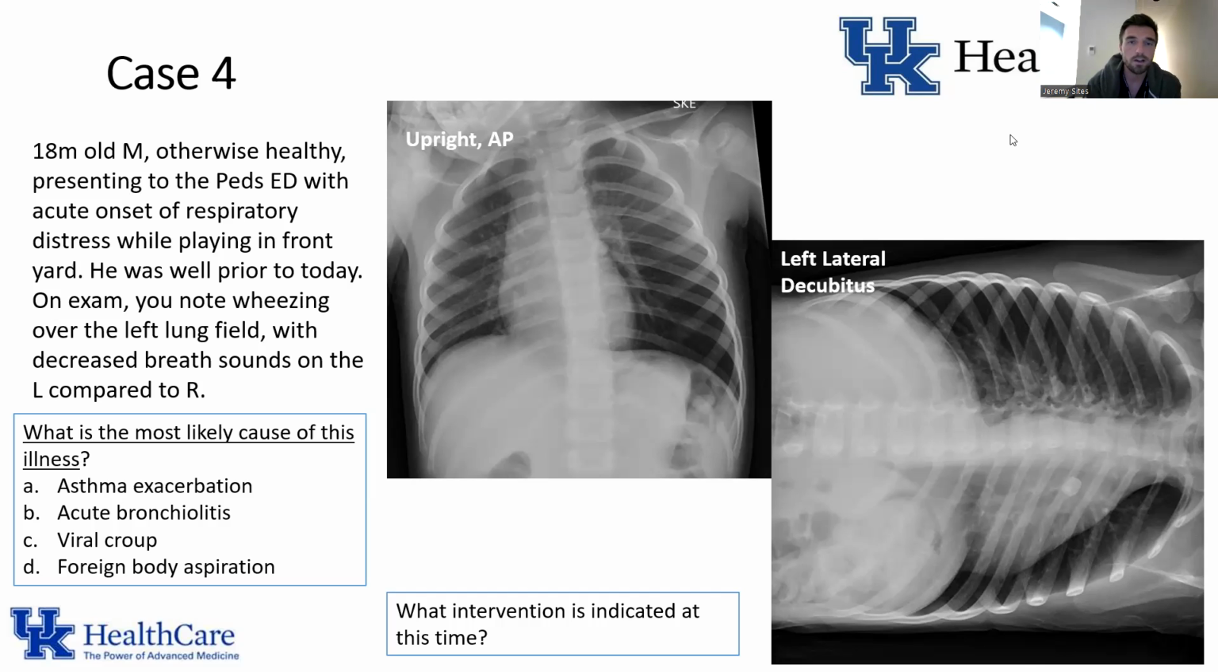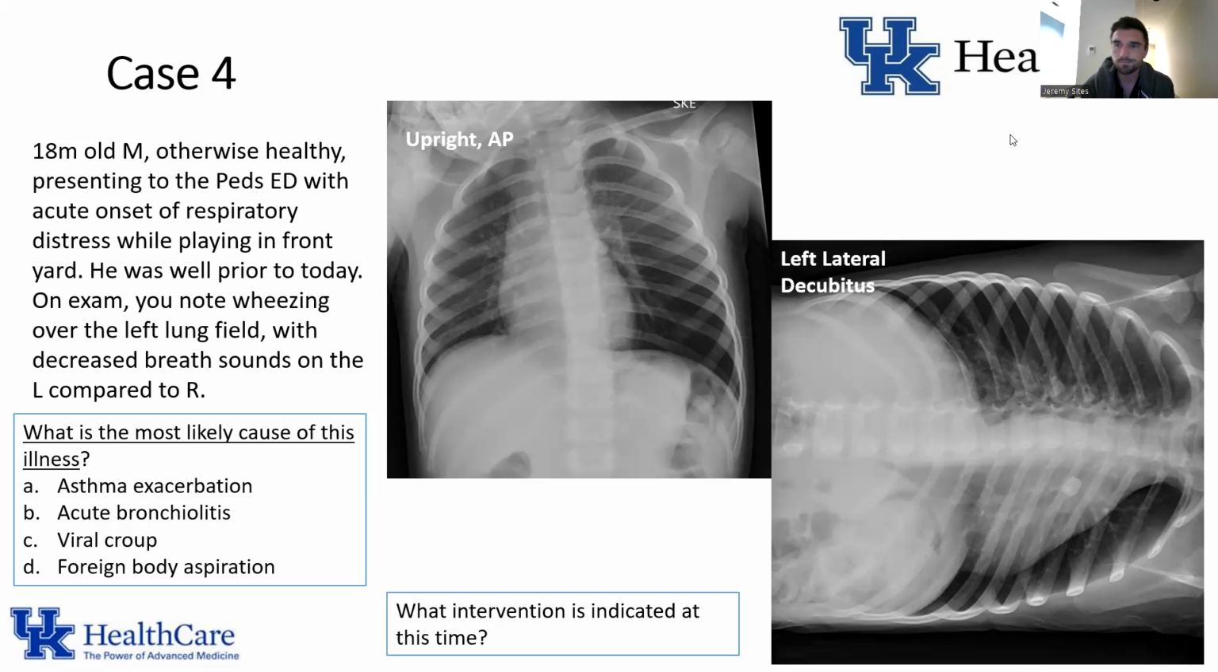And now that you've had time to think about it, the answer to this question is foreign body aspiration. So a couple of clues to this diagnosis. The onset was very abrupt, very acute. The child went from being well to being very ill quickly. So you miss those viral prodrome type symptoms that you would expect to see in an illness like croup or bronchiolitis. So we're going to eliminate those two choices. Asthma exacerbation would be unlikely in an 18-month-old. It is possible, certainly.